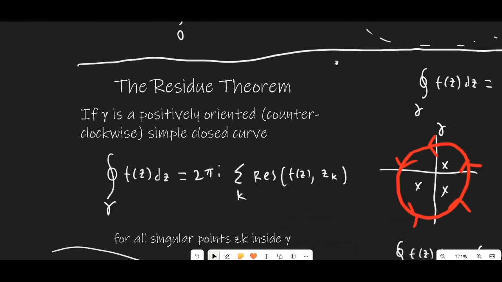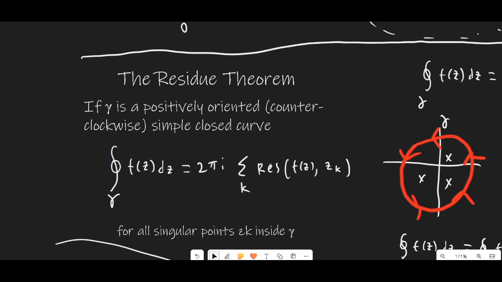So the statement of the residue theorem, this is a shortened version, but it's the only version that we're going to actually need. If gamma is a positively oriented, meaning it goes in the counterclockwise direction, simple closed curve, then the contour integral of f of z dz over gamma is going to be equal to 2 pi i times the sum of all the residues of f of z at points zk, where zk are all the singular points inside of gamma.